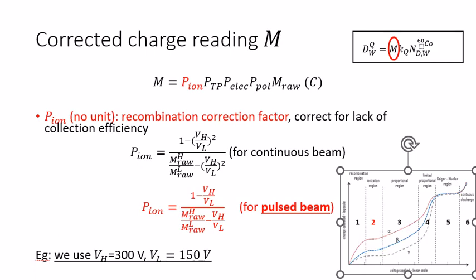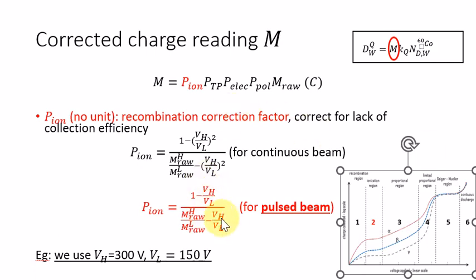So depending on the types of beams, either a continuous beam like cobalt 60 or a pulsed beam like all of our LINAC beams, the equation for P-ion is slightly different. So we only use the equation for pulsed beams in our clinic because our LINAC beams are all pulsed beams.